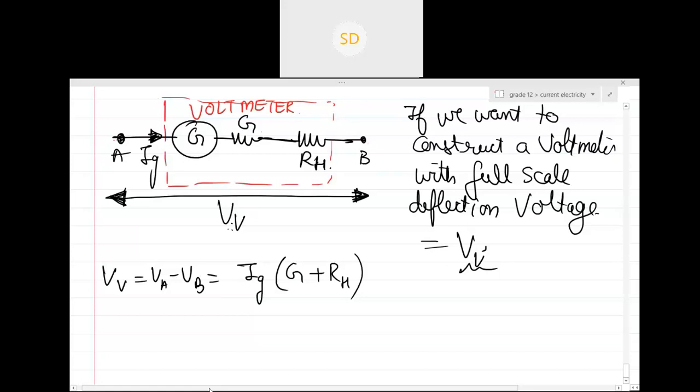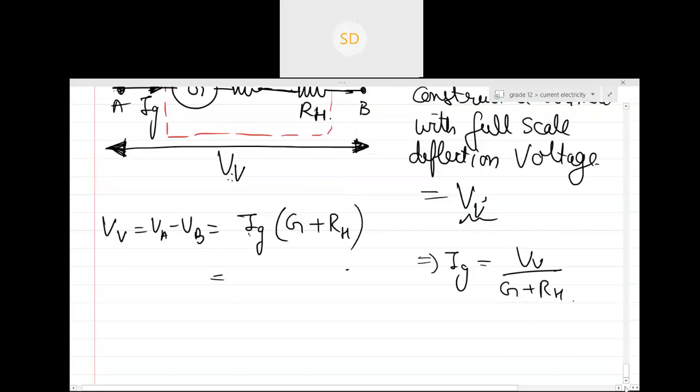Yes or no? Is this clear? Yes, sir. So from here, can you see over here, Ig will be equals to, and what will be the value of RH? From here, Ig should be equals to VV upon G plus RH. Okay. Is this clear, guys? Yes, sir.